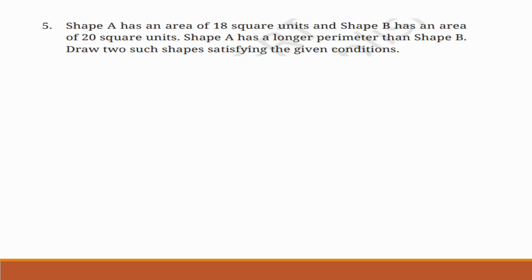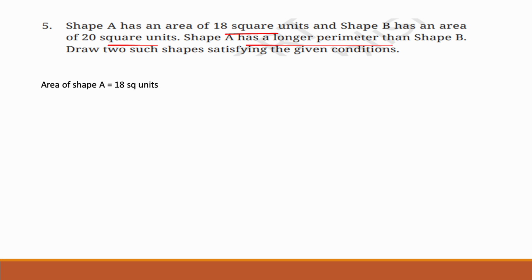Shape A has an area of 18 square units and shape B has an area of 20 square units. Shape A has a longer perimeter than shape B. Draw two such shapes satisfying the given condition. So area of shape A is 18 square units. Then what is the condition here? We have to select dimensions in such a way that shape A has a longer perimeter than shape B.